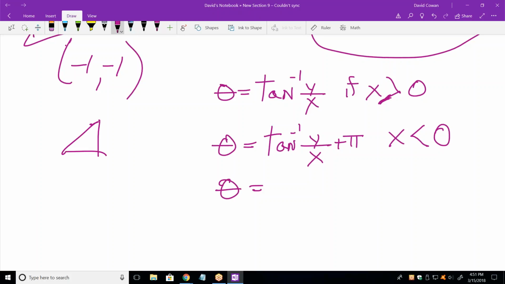Here's the angle, here's our polar coordinate system. That's y, that's x. Tangent of theta is y over x. The inverse tangent makes theta the inverse tangent of y over x. So that's where we get this from.